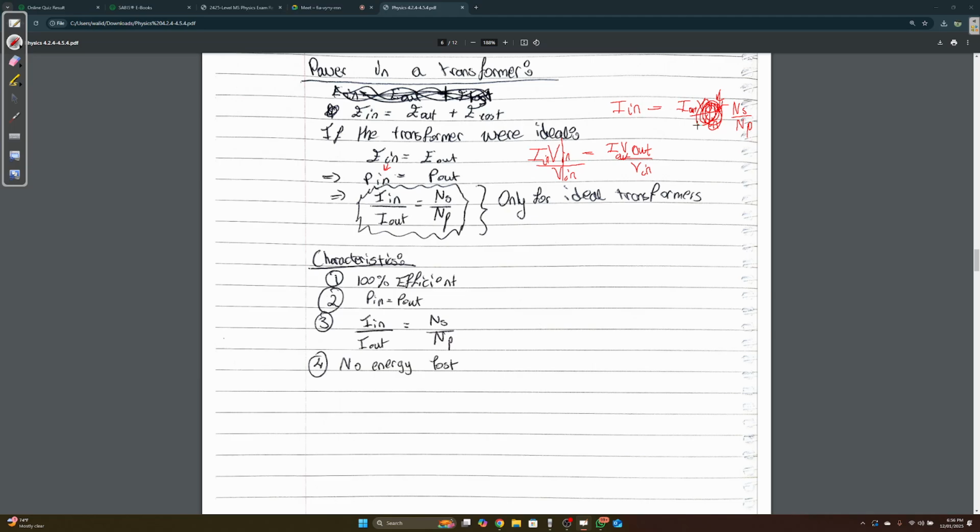Let's divide by I out on both sides. You get I in over I out is equal to NS over NP. This is how the formula is derived. You're not responsible for this.